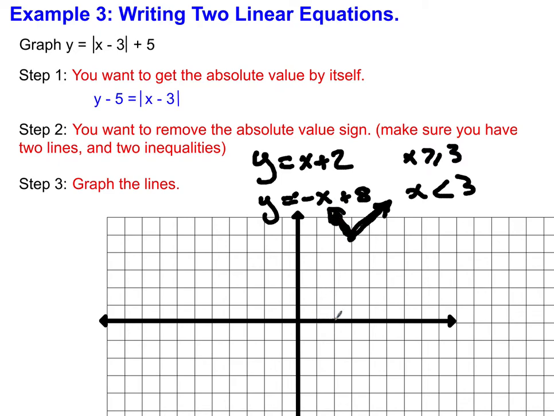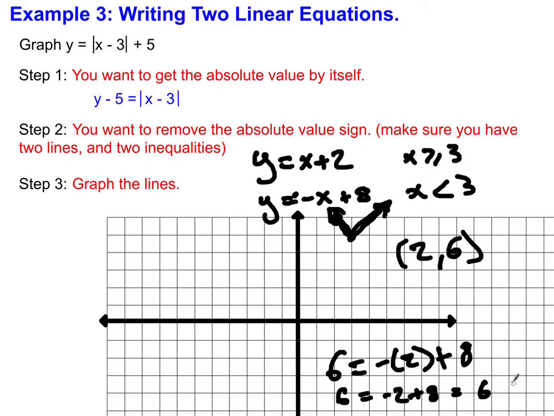Let's plug in this point to check and make sure that's true. This point is 2, 6. So we need to plug in the point (2, 6) and make sure it's part of this graph. So 6 is equal to negative 2 plus 8. Is that true? Yes, it's true. So this is what it looks like. It's a V. So the graph of these two inequalities is the exact same as the graph of this absolute value function, and that's a piecewise function. We're going to do quite a bit with piecewise functions, so you'll want to get used to those.